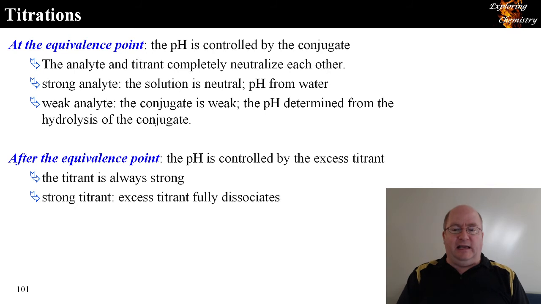And finally, after the equivalence point, the pH is controlled by the excess titrant. We get to control the titrant. It's going to be a strong acid or a strong base, so it's always strong. That excess titrant fully dissociates in whatever volume you've got, and you're able to calculate the pH from that. So after the equivalence point, it is always going to be either a strong acid or a strong base, because we get to control that.